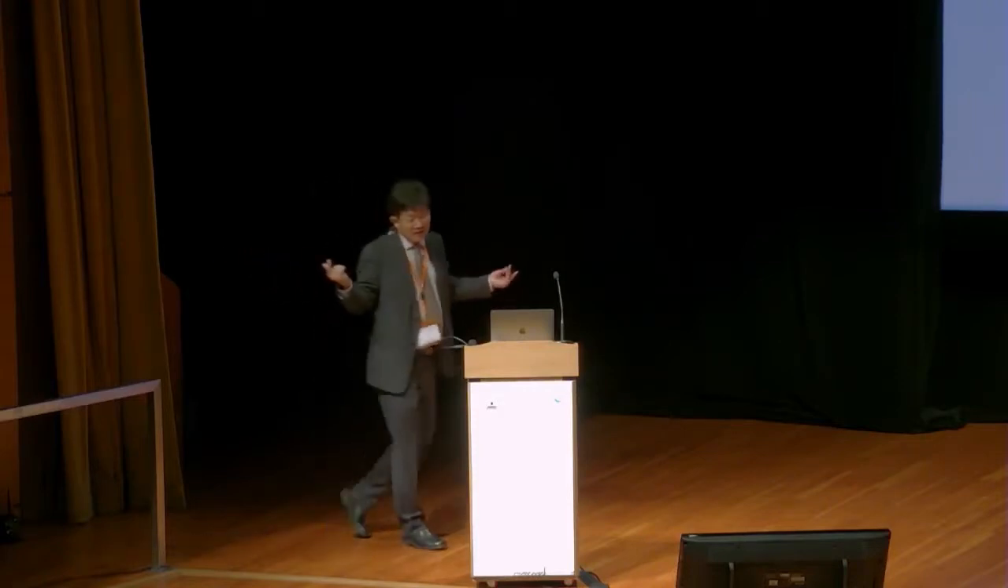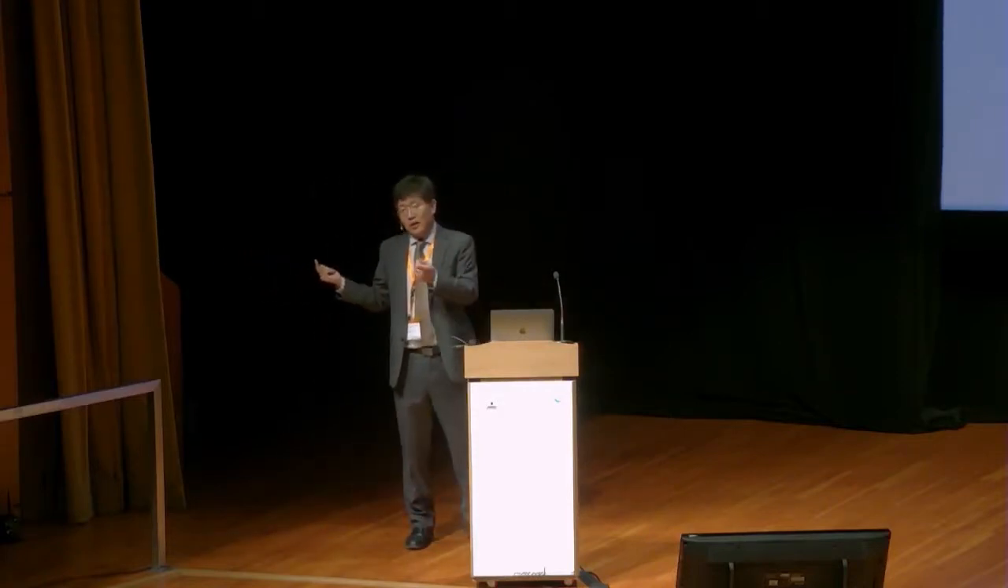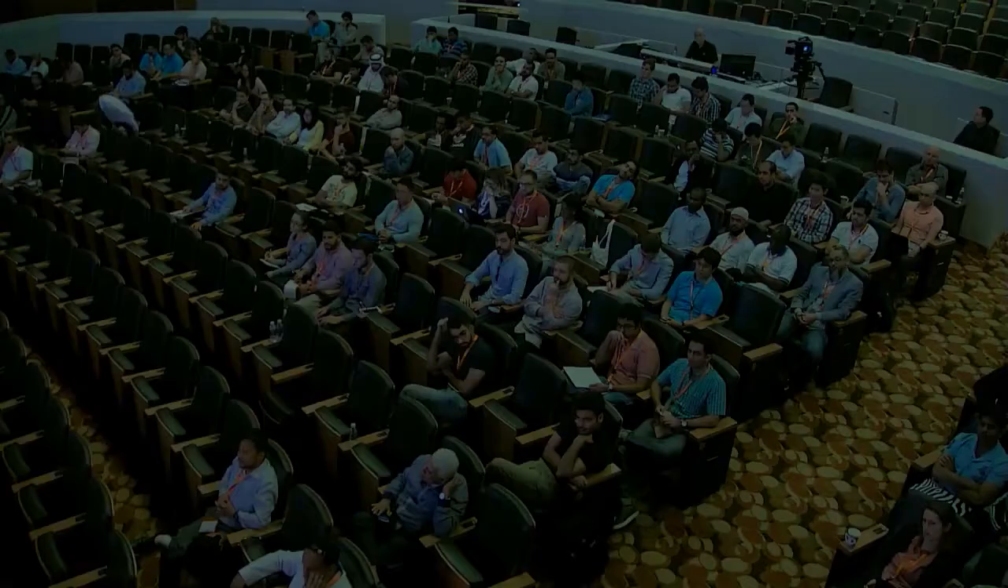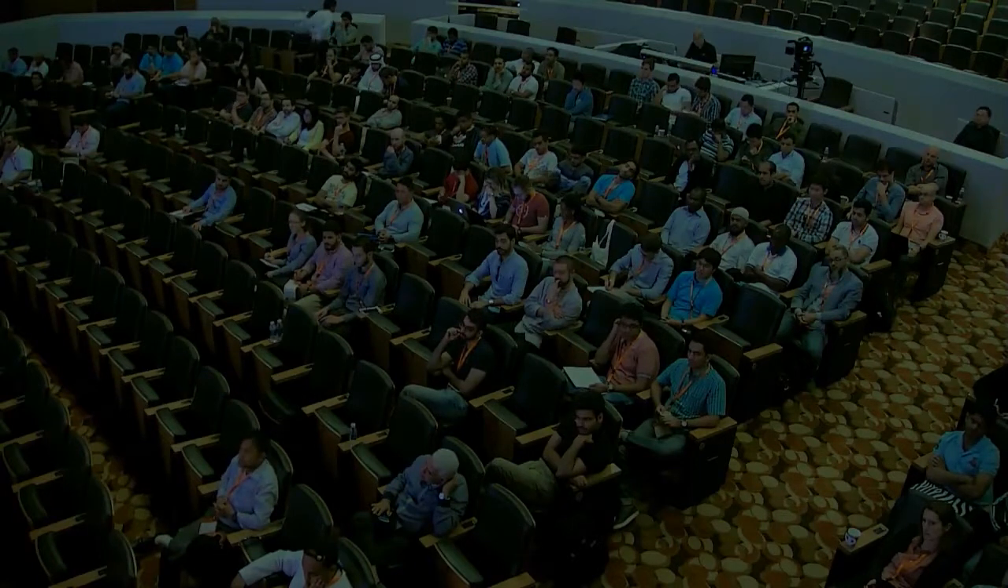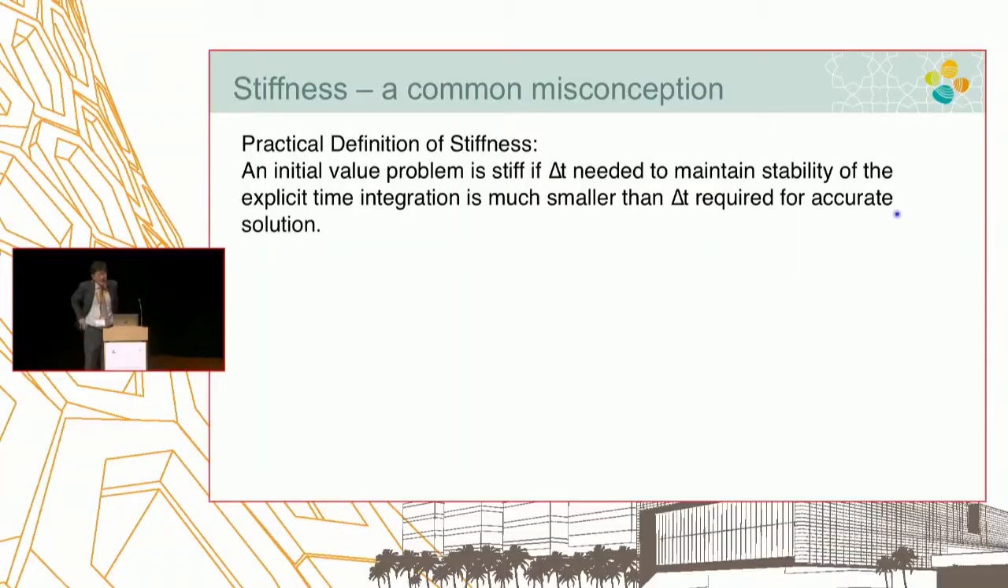But wait a minute, why do we have the nanoscale, for example? Do I need that? That is the point I'm trying to make. So here's my practical definition of stiffness. An initial value problem is stiff if the delta t needed to maintain stability of the explicit timescale, you see the explicit timescale, the CFL number, reactive, you need to take the delta t small enough to ensure numerical stability of the solution.